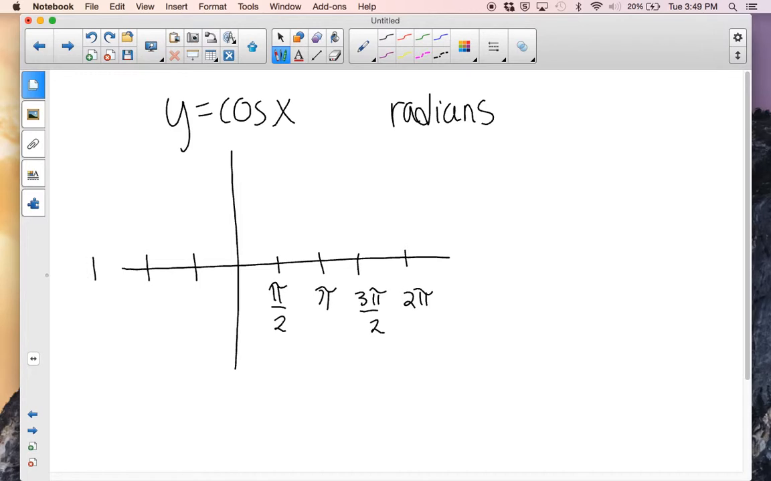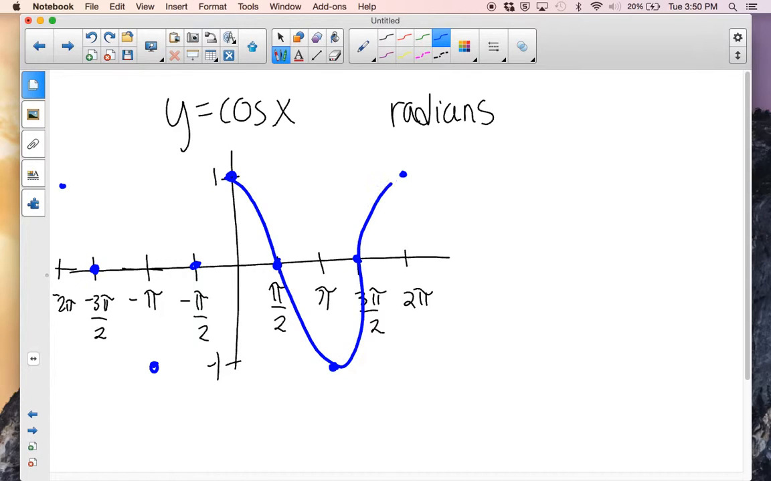And now you're working in the negative direction. Negative pi over 2, negative pi, negative 3 pi over 2, negative 2 pi. Plot your points, positive 1, negative 1. Same exact graph as before, just different units on your x-axis. Connect. Make sure you guys are connecting with a smooth curve. These aren't pointy, jagged graphs. All right, so there's your cosine x in radians.